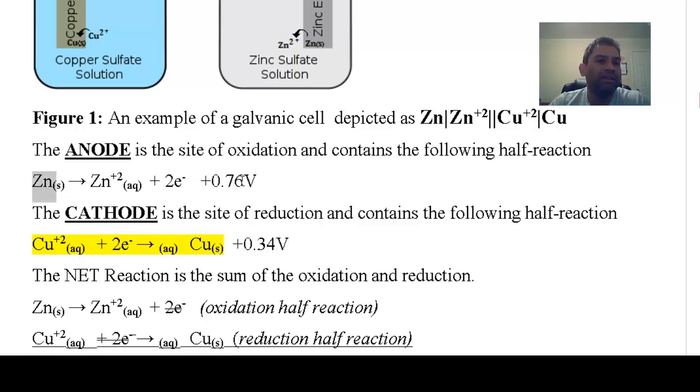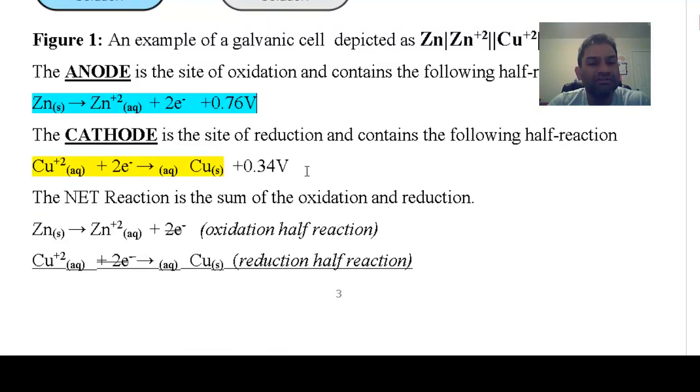Here I'll label this blue. Here in the blue we have the oxidation half reaction. Here in the yellow we have the reduction half reaction. The full redox reaction is oxidation plus reduction.